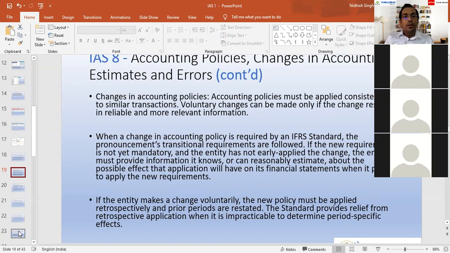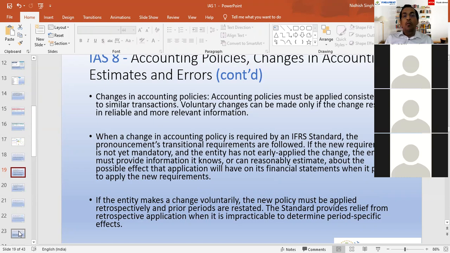Changes in accounting policy. So what can change the accounting policy? There could be two or three situations. A, the company realized that a change in the policy can reflect the transactions more accurately and fairly. Second, there will be accounting standards which will require a change in accounting policies.